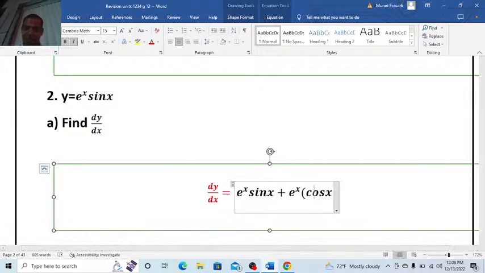Then I can, let's say, erase this one. You can see that now both terms have an exponential.